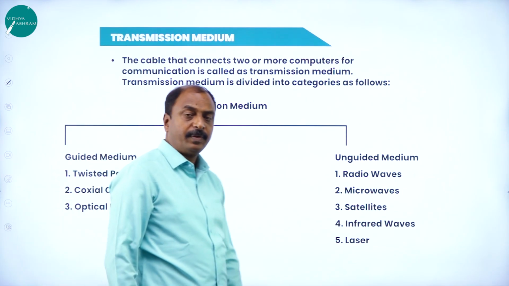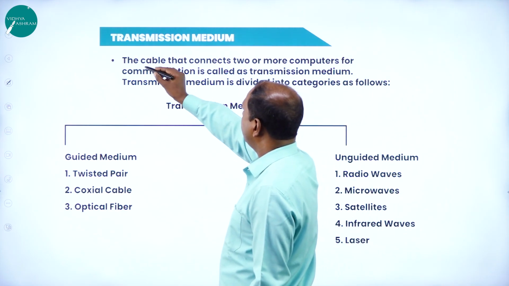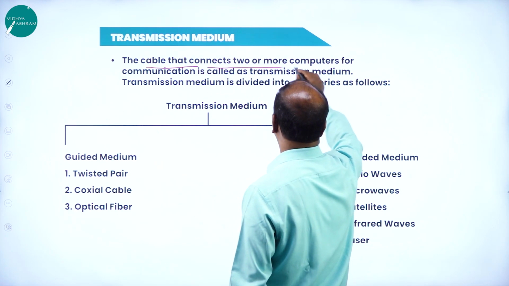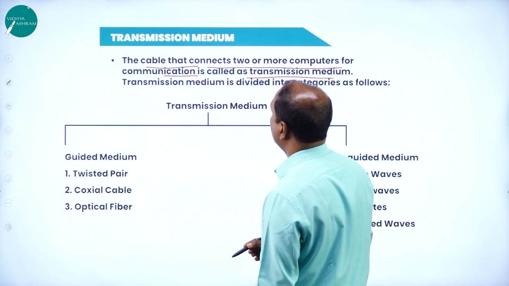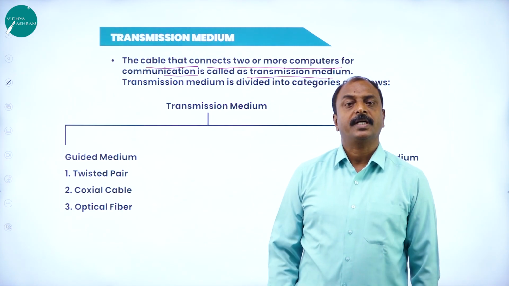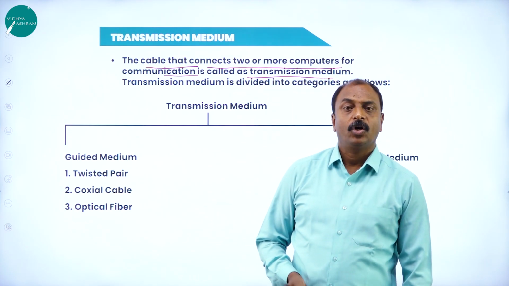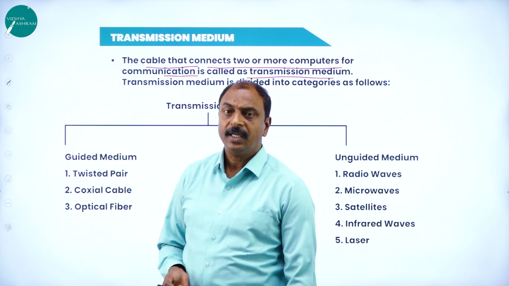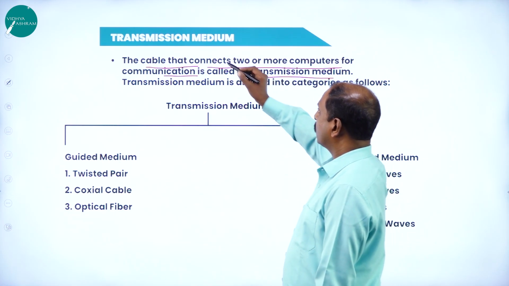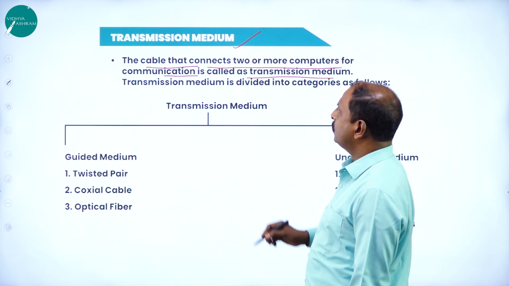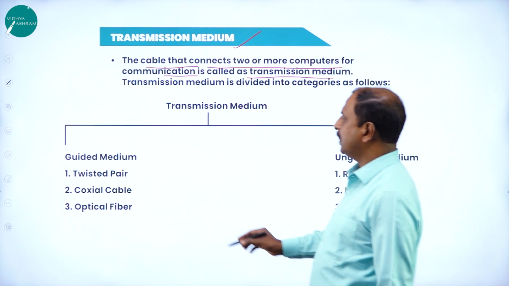Now in this next slide, we will see what a transmission medium is. The cable that connects 2 or more computers for communication is called a transmission medium. We know a computer network is a collection of different types of computers. And how do we connect them to each other? We connect each computer and device in a network through cables. The cables are called the transmission medium. Here we have different types or categories of transmission medium. One is guided medium.